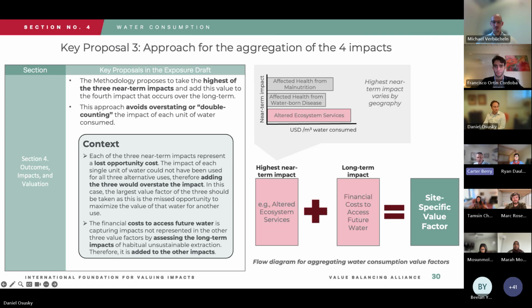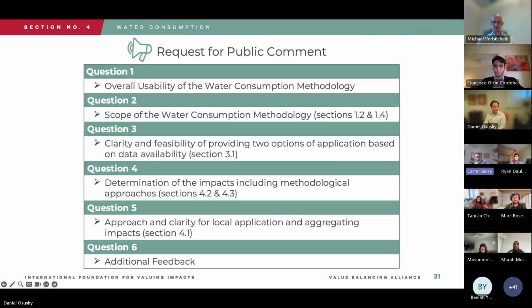And so now just to highlight, like the other slides did, some of our questions related to the public comments. Some of these are related to some of the things we've just presented. Similar to the OHS, we have a question about usability, and again, would love feedback about the accessibility of some of these calculations and presentation. The second question, which we haven't really highlighted here, is asking about the scope. So it's asking about water consumption as a unit, and what the boundaries of what the methodology applies to.